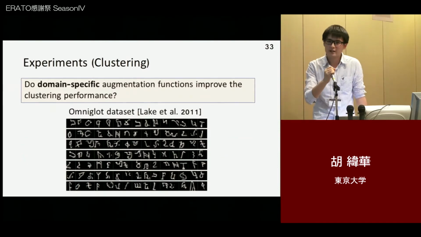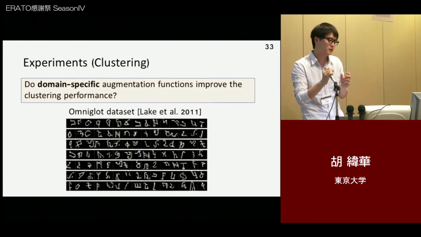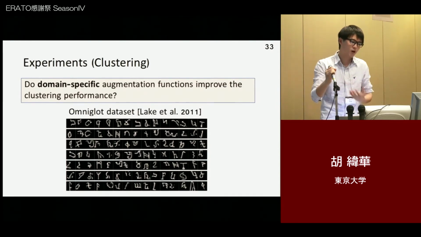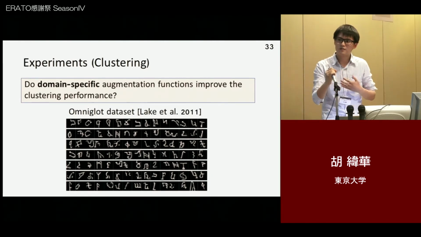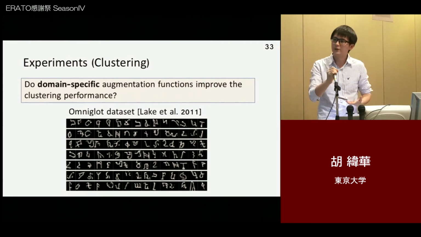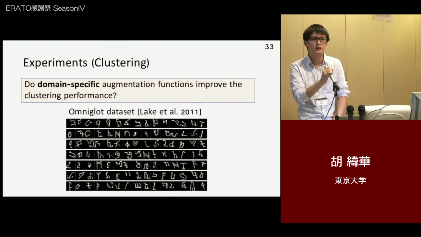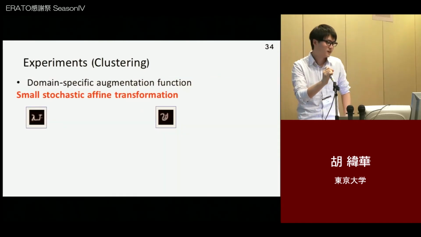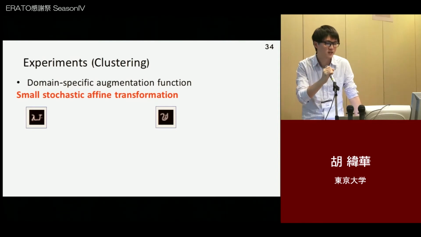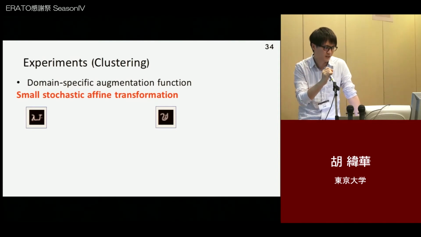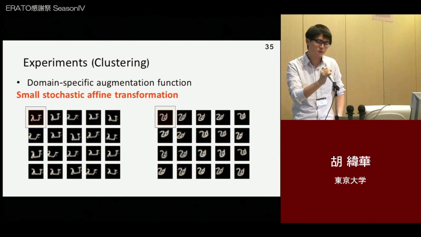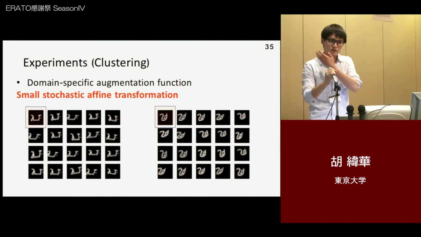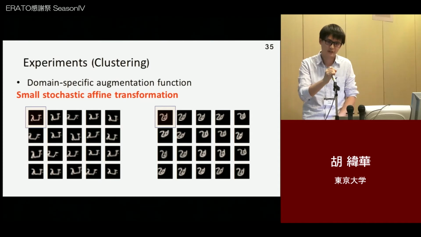Now, our question is: we used input perturbation as an augmentation function, so does a domain-specific augmentation function improve the clustering performance? We try to answer this question. We use the Omniglot dataset, which is a handwritten character recognition dataset. Some samples are here. For the domain-specific augmentation function, we use a small stochastic affine transformation. Given these data points, our stochastic affine transformation will augment the data like this, which, as you can see, does not change the meaning of the data.